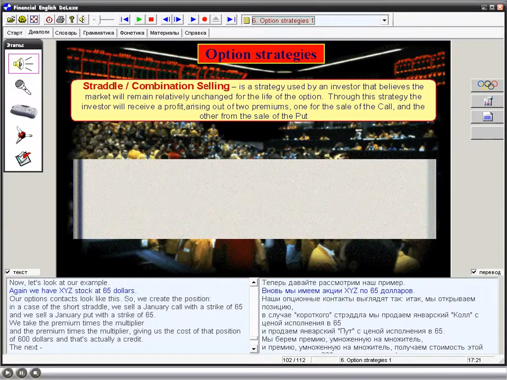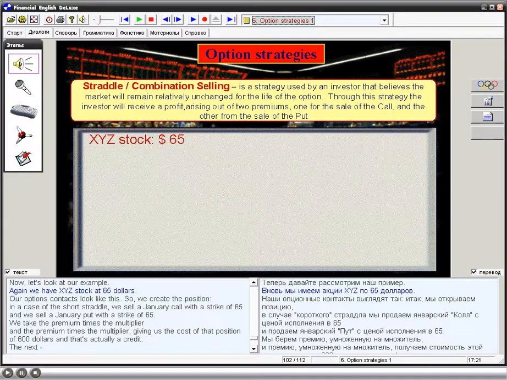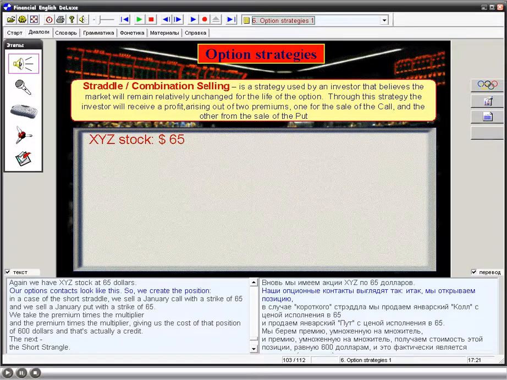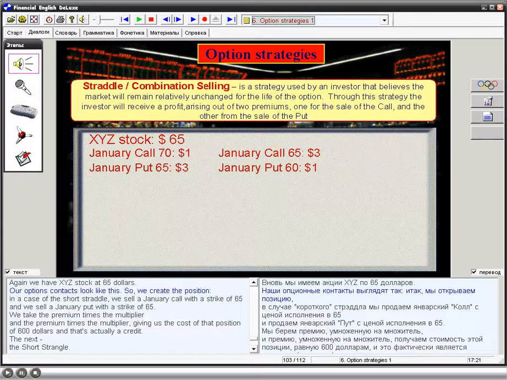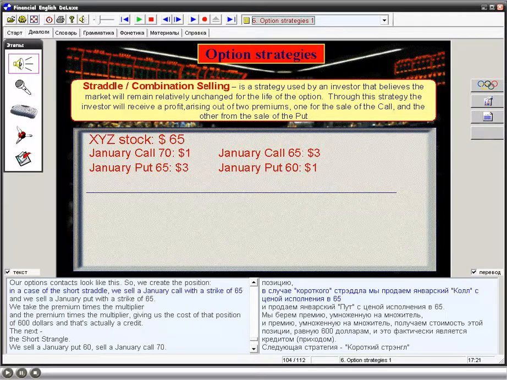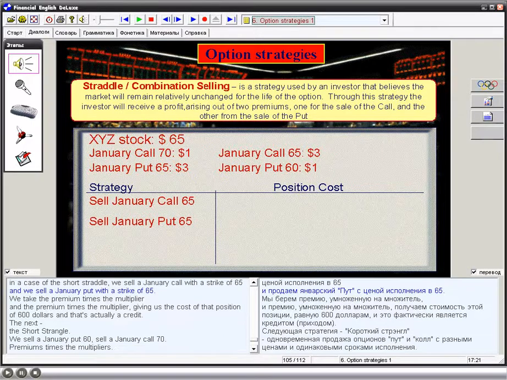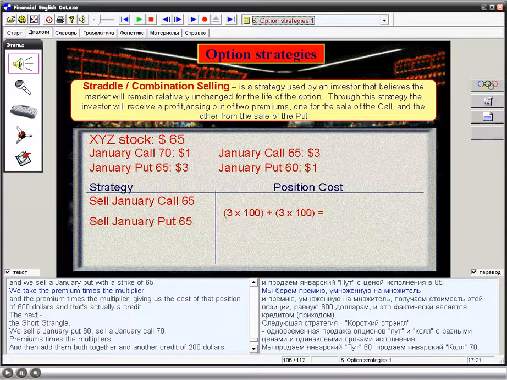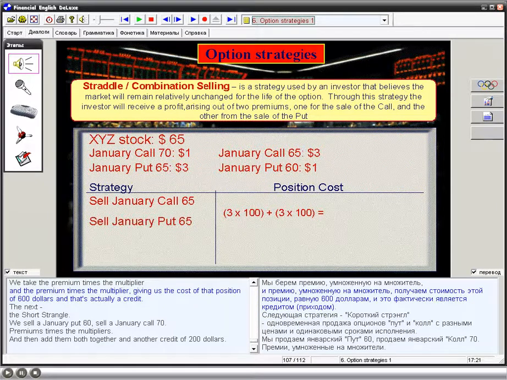Now let's look at our example. Again, we have XYZ stock at $65. Our options contracts look like this. So we create the position. In the case of the short straddle, we sell a January call with a strike of 65, and we sell a January put with a strike of 65. We take the premium times the multiplier, and the premium times the multiplier, giving us a cost of that position of $600, and that's actually a credit.